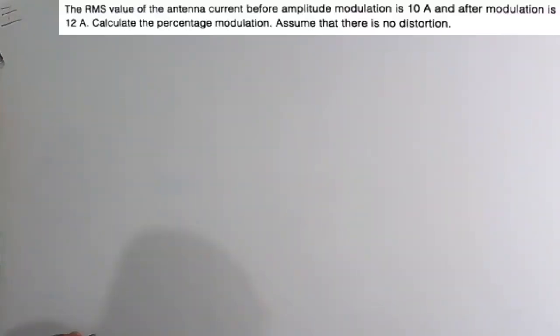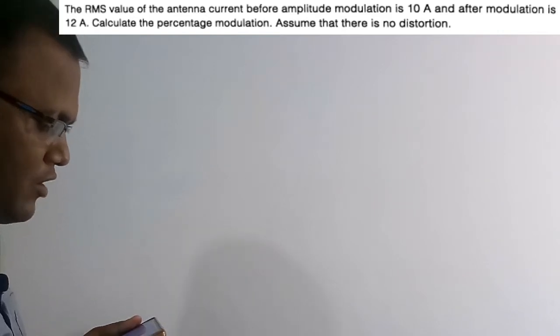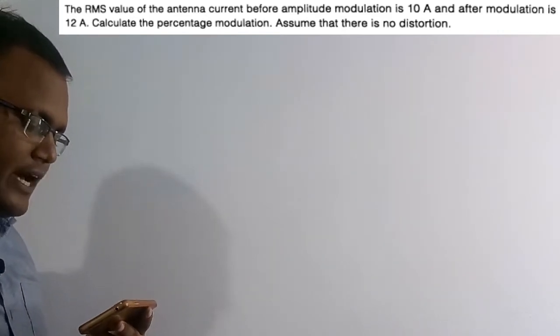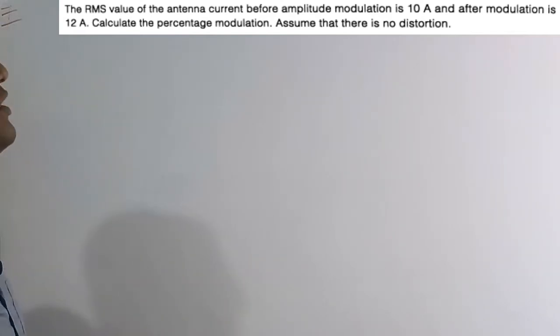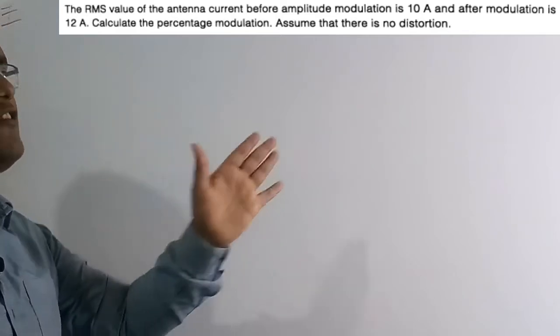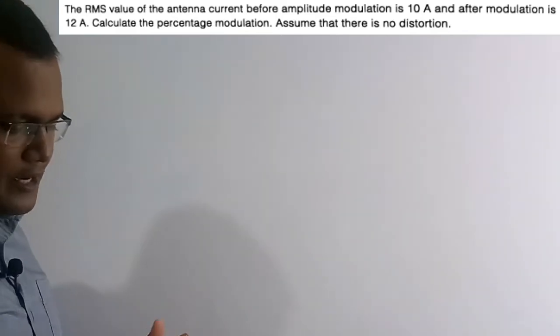See the question here. The RMS value of the antenna current before amplitude modulation is 10 ampere and after modulation is 12 ampere. Calculate the percentage modulation. Assume that there is no distortion. So therefore in the question they are given the RMS value of the antenna current before modulation and after modulation. So based on this we have to find what is the modulation.